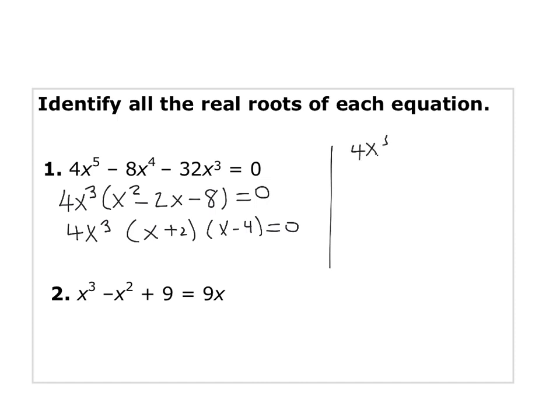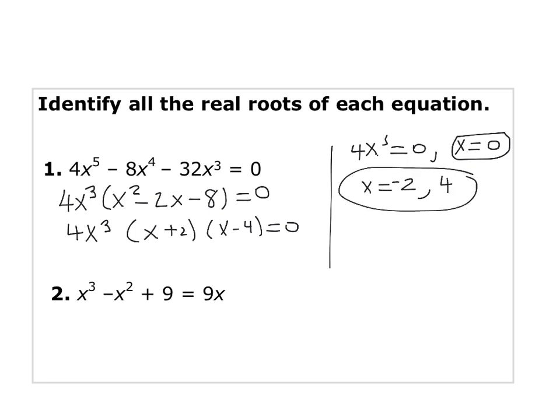4x cubed is equal to 0. So that means x is equal to 0. Then the other roots are going to be x is equal to 2, actually negative 2, and x is equal to 4 when I solve the other factors. So those are my answers.